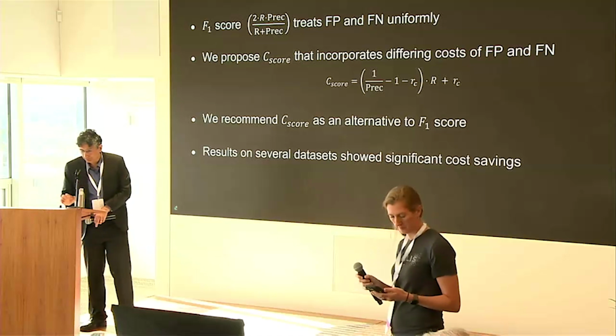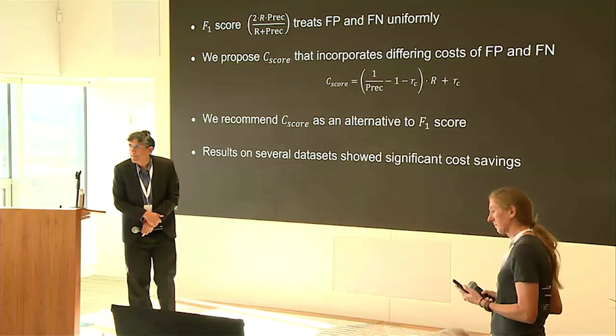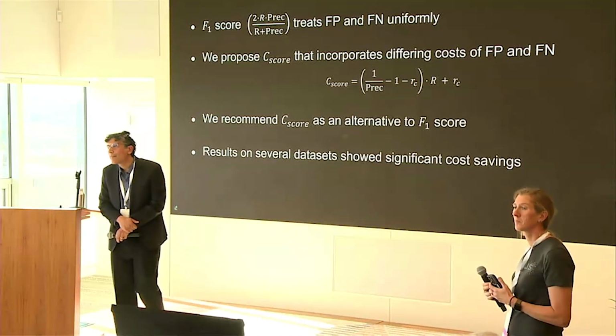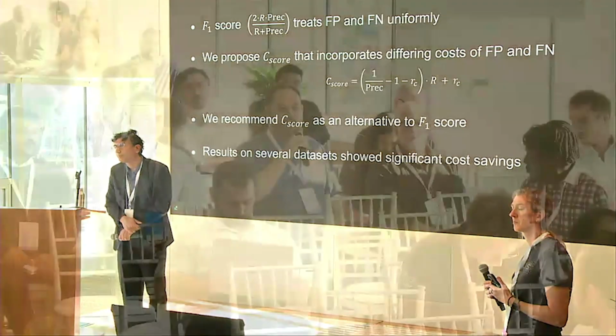Yeah, hi, thanks for this. This is actually really important. I'm thinking about it a lot these days myself. How does the Cscore's behavior compare to F beta, where you set beta to 0.5 or up to 2?